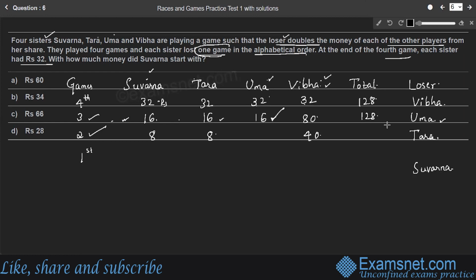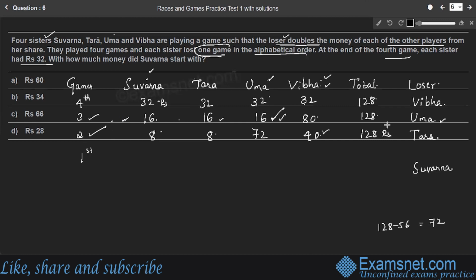Therefore, what is the money Uma had in the second game? That you need to consider, right? Since the total is 128 rupees, right? So in the second game, Suvarna had 8, Tara had 8, 8 plus 8, 16, 16 plus 40, 56. So 128 minus 56 is equal to 72 rupees. So Uma had 72 rupees at the end of the second game and she lost in the third game. So she had 16 rupees. So in reverse manner, you have to consider, right?